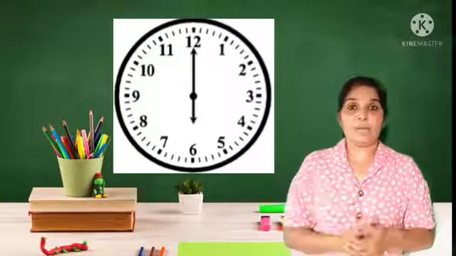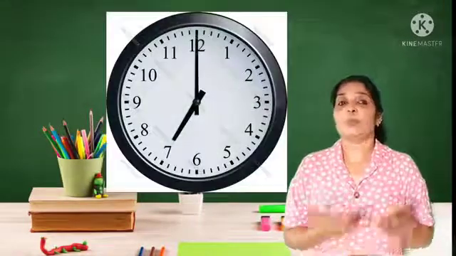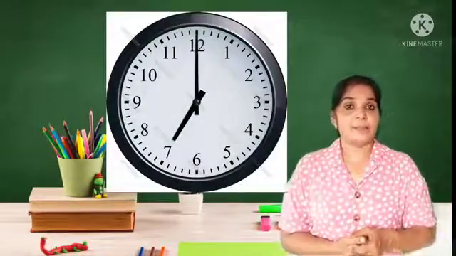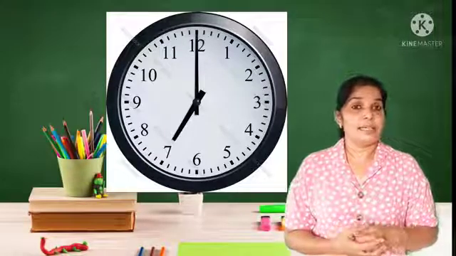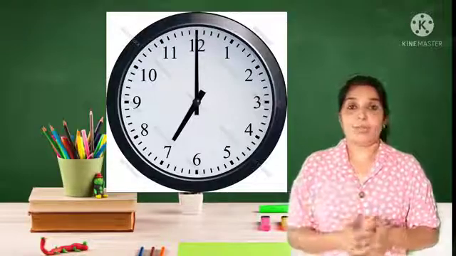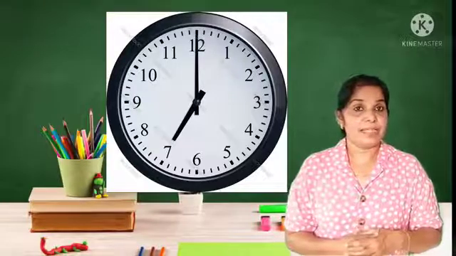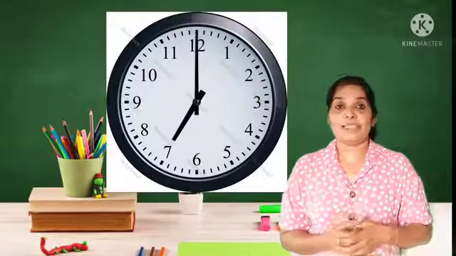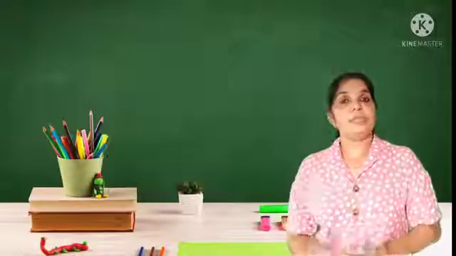And see the next one. Where is the hour hand? And where is the minute hand? The hour hand is pointing at 7 and the minute hand is pointing at 12. So what's the time? The time is 7 o'clock. Isn't it?